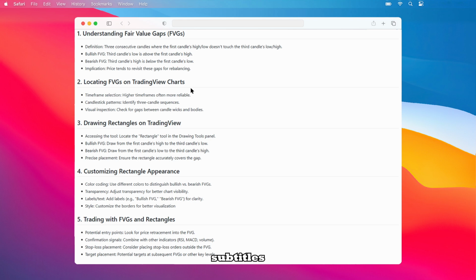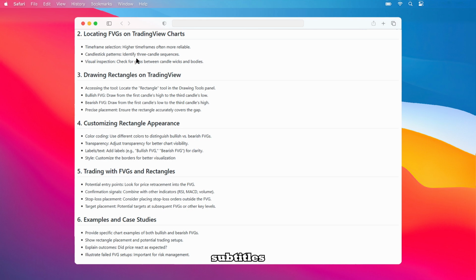How do we locate these FVGs on TradingView charts? Start by selecting your time frame, remembering that higher time frames are generally more reliable. Then, examine candlestick patterns to identify those 3 candle sequences, visually inspecting for gaps between the candle wicks and bodies.